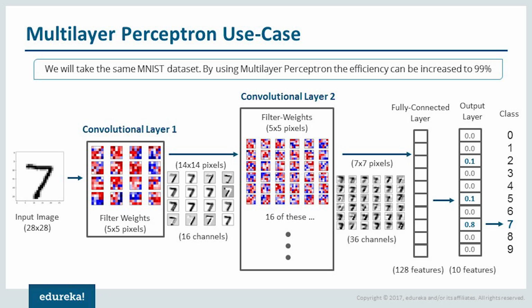We need filter weights for each of these 16 channels, and we need filter weights for each output channel of this layer. There are a total of 36 output channels, so there are a total of 16 by 36, which is around 576 filters in the second convolutional layer. The resulting images are downsampled again to 7 by 7 pixels. The output of the second convolutional layer is 36 images of 7 by 7 pixels each. These are then flattened to a single vector of length 7 by 7 by 36, which is 1764, which is used as the input to a fully connected layer with 128 neurons.